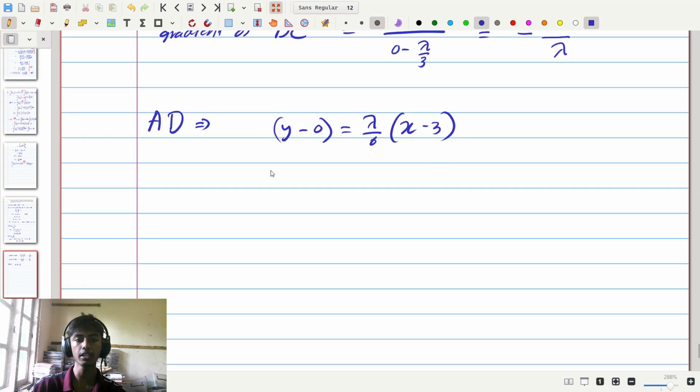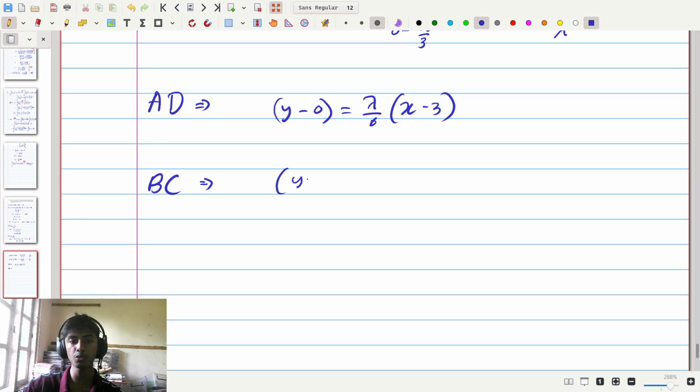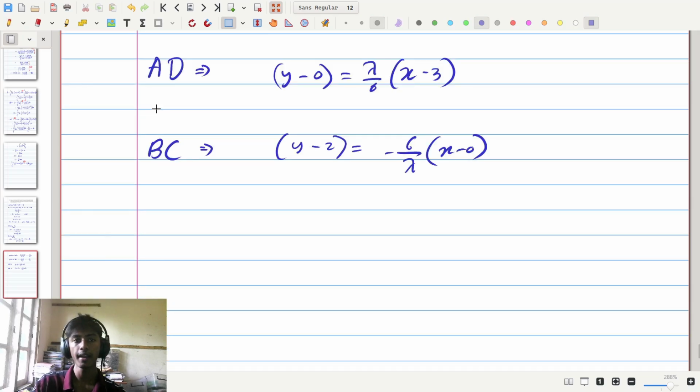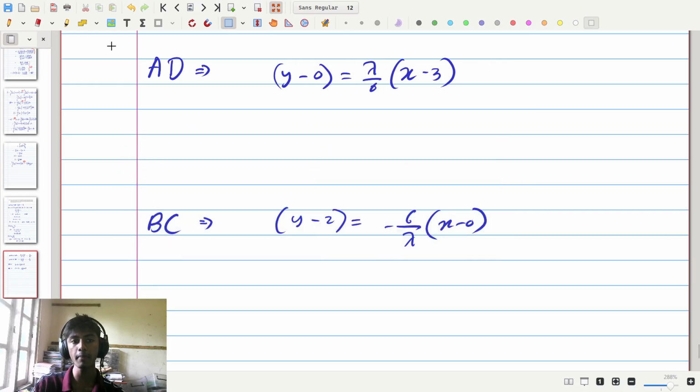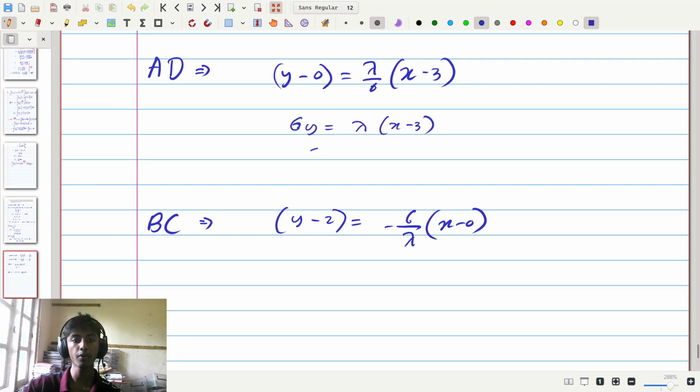Now similarly, for the line BC, the coordinates of B are 0, 2, and therefore applying the same formula, we'll get y minus 2 equals the gradient, negative 6 over lambda, times x minus 0. So we get these two equations right here. Now considering these two, if I rearrange them to get lambda, the first one, if I multiply by 6, gives 6y equals lambda times x minus 3, and therefore lambda equals 6y divided by x minus 3.